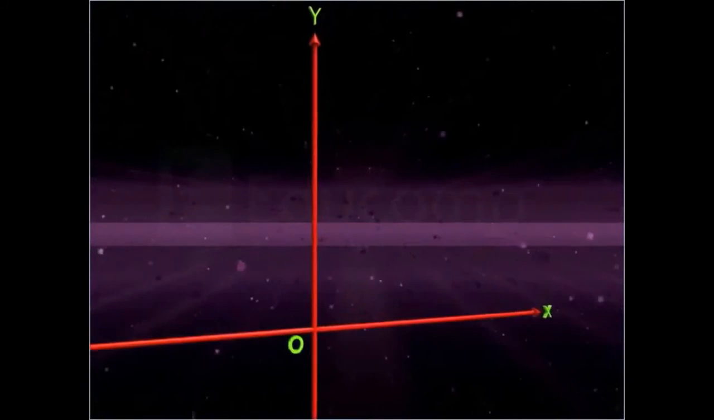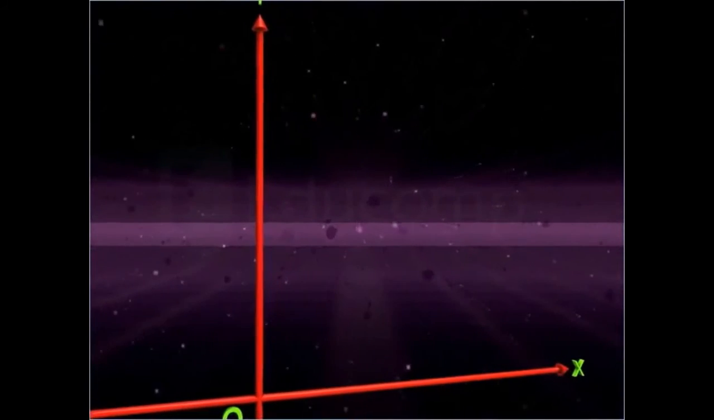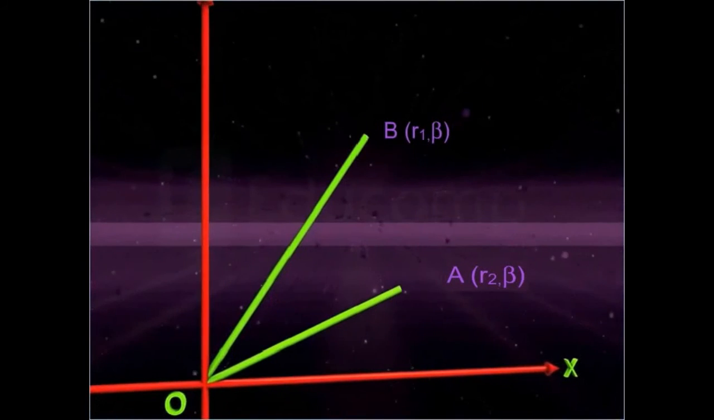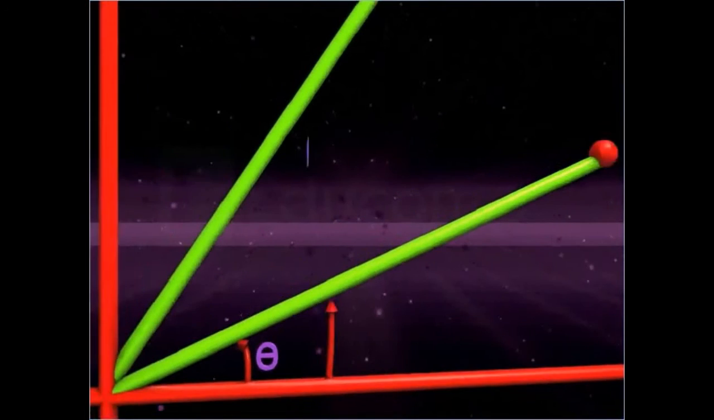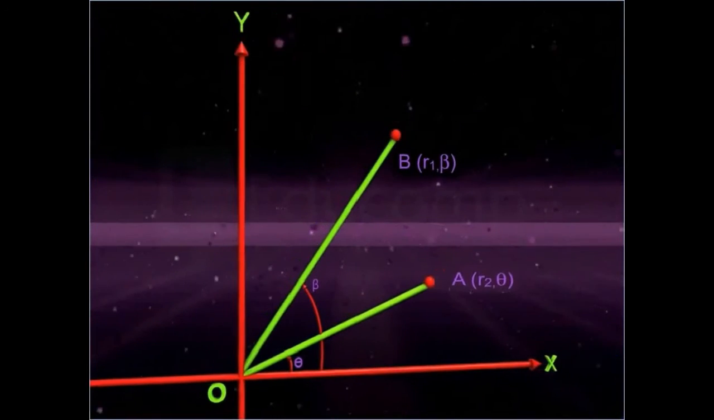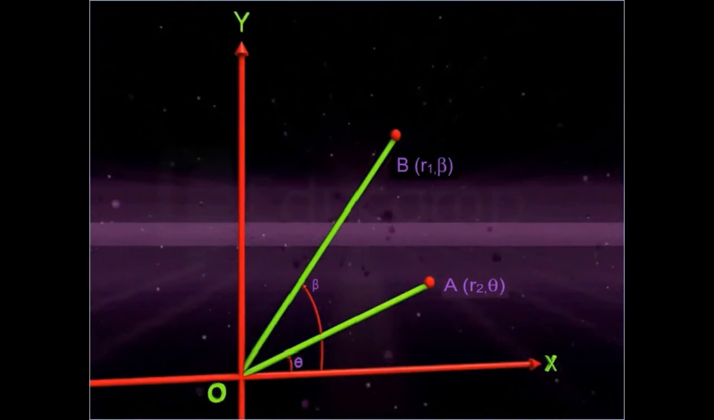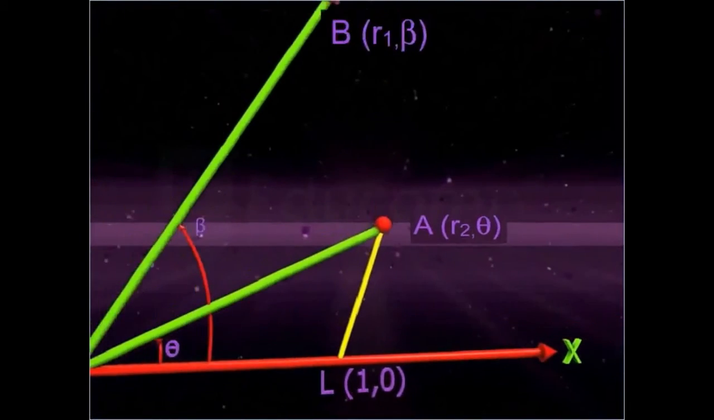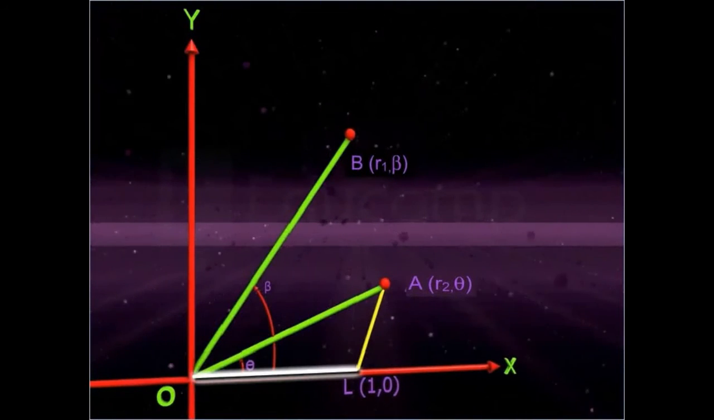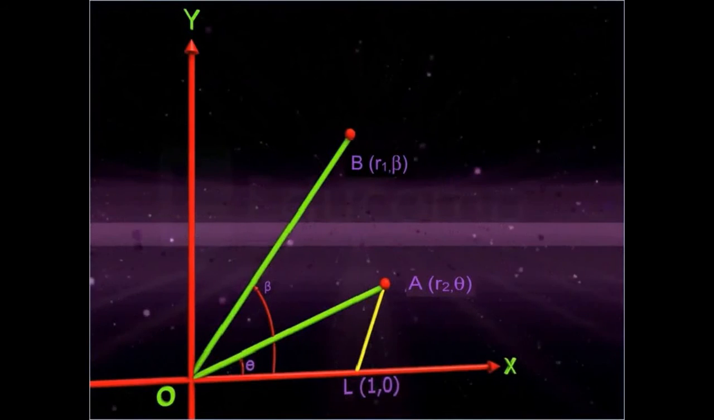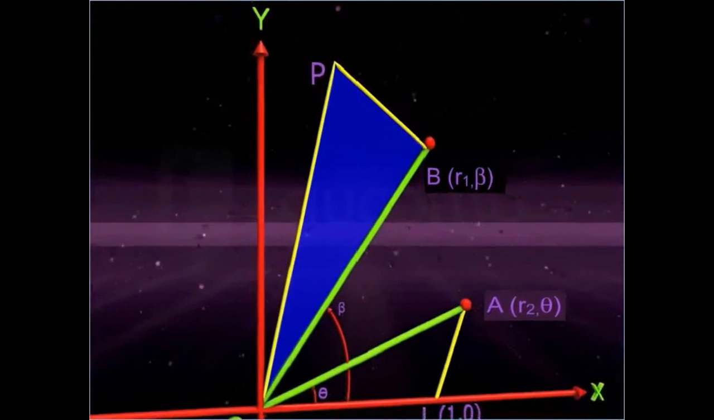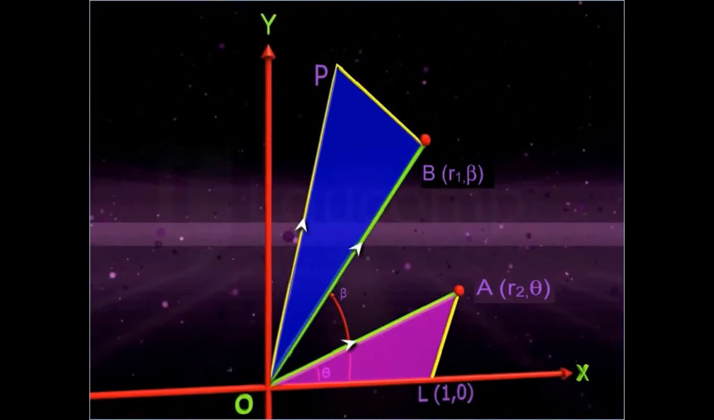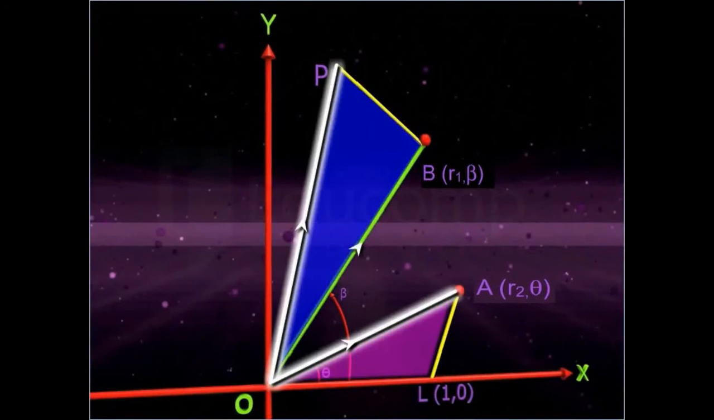Next, to find the product of two complex numbers geometrically, consider two complex numbers with polar coordinates (r2, theta) and (r1, beta) in the polar plane. Now, draw a triangle OAL such that OL lying on the real axis has unit length. Also, construct another triangle OBP similar to this triangle such that OA and OP are the corresponding sides of these triangles.